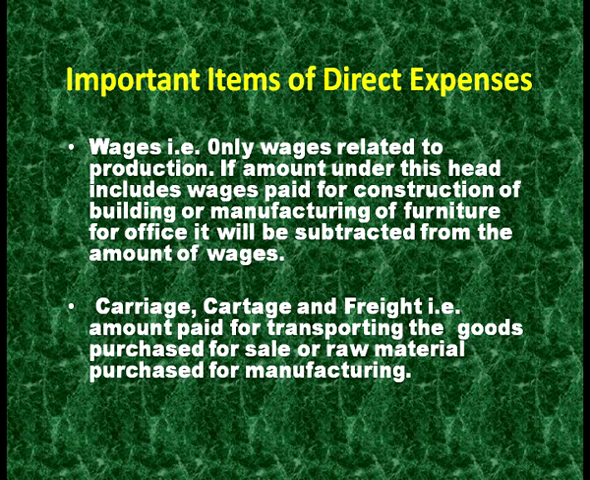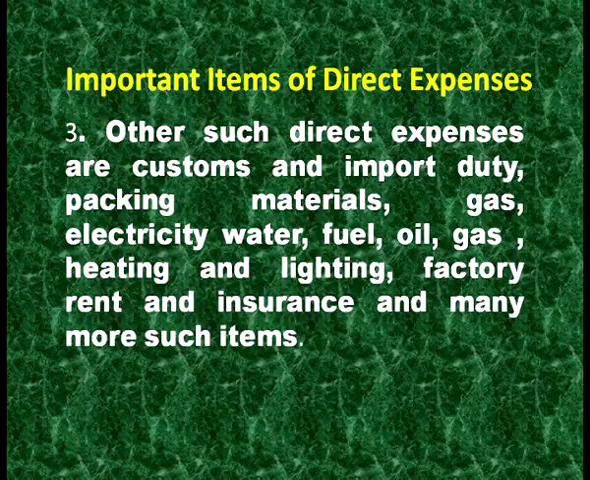Same way, carriage, carriage inwards, freight, etc. This is the amount paid for transporting the goods purchased for sale or raw materials purchased for manufacturing. Other important items of direct expenses are customs duty, import duty, packing materials, gas expenses, electricity expenses, water, fuel, oil, heating and lighting expenses, factory rent and factory insurance expenses, and many more such items. All those who are connected with the factory or manufacturing or production are shown as direct expenses.